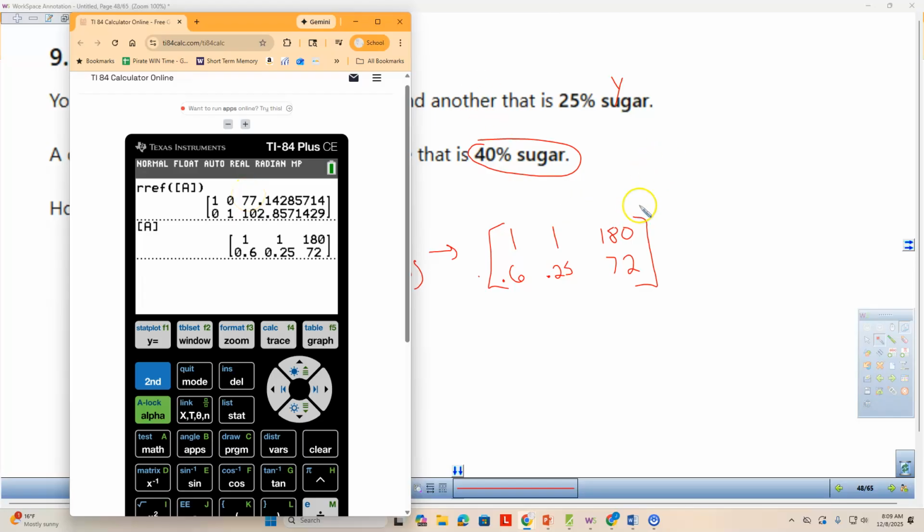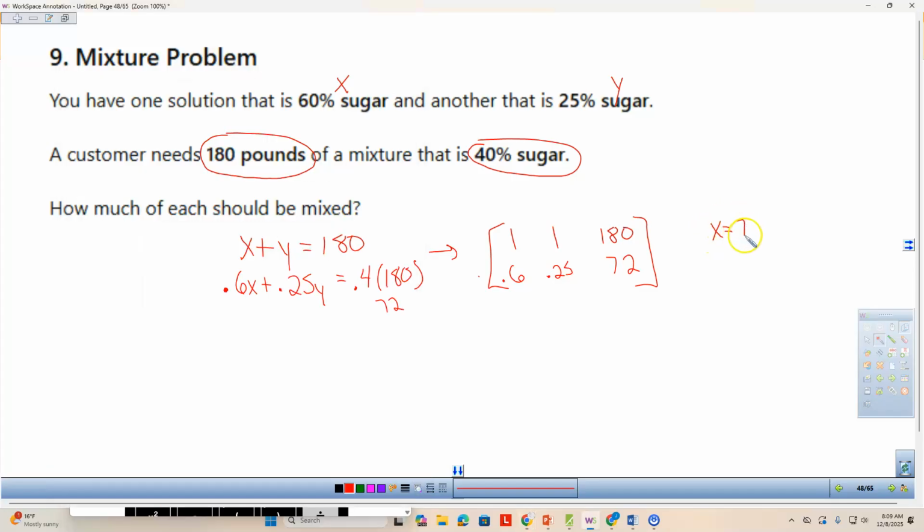They reduced it. So this tells me x is 77.14, right? And y was, let's see, 102.86. So I had 77.14 pounds of 60% and 102.86 pounds of 25%. That's why I label up here, because I'm not good at things.